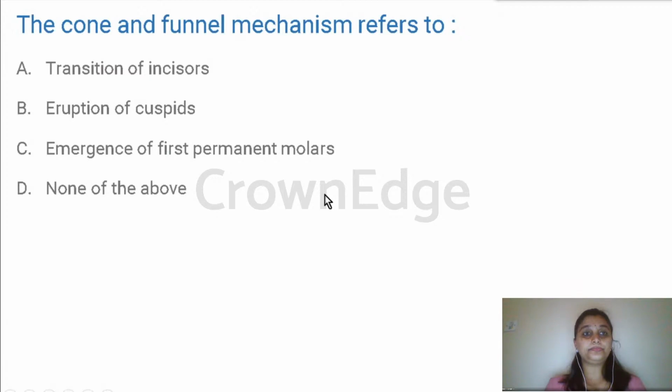Cone and funnel mechanism, very interesting. It refers to A, transition of incisors, B, eruption of cuspids, C, emergence of the first permanent molars, D, none of the above. It's a cone and funnel mechanism. And when I'm talking about a cone and a funnel, what is that referring to? Yes, Rupsi Gupta, that's the correct answer. It refers to emergence of the first permanent molar.